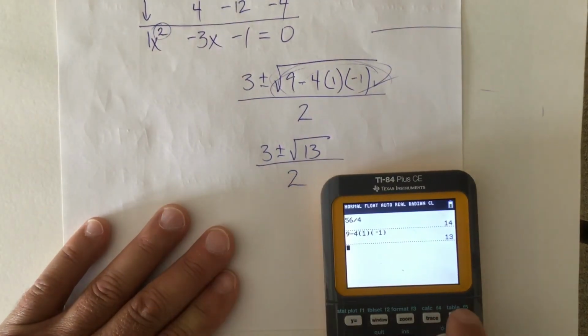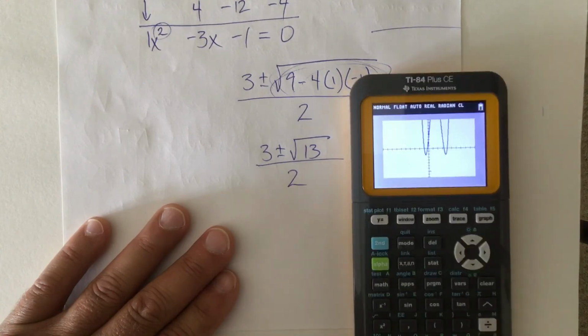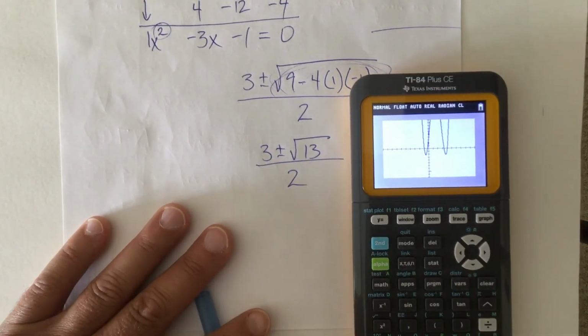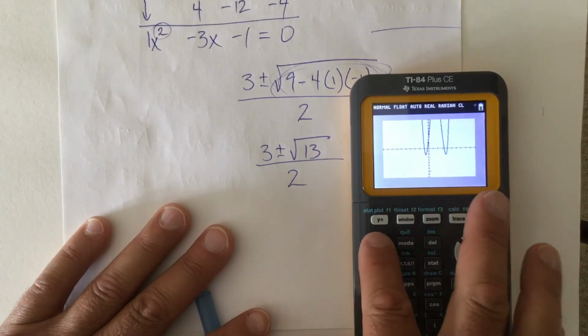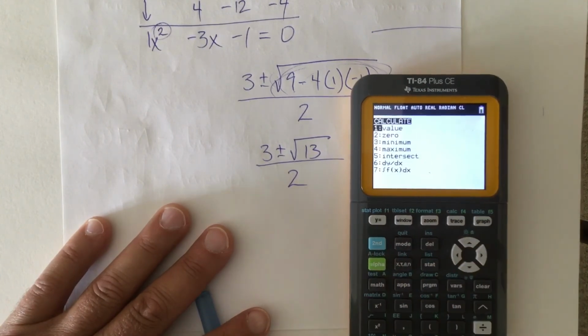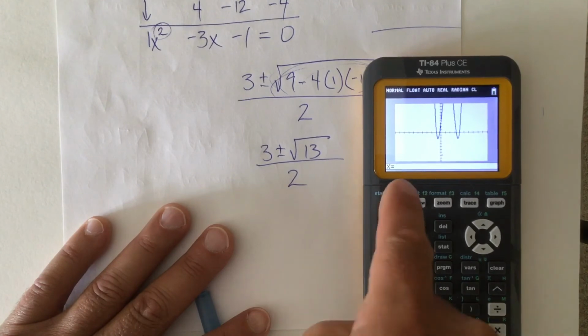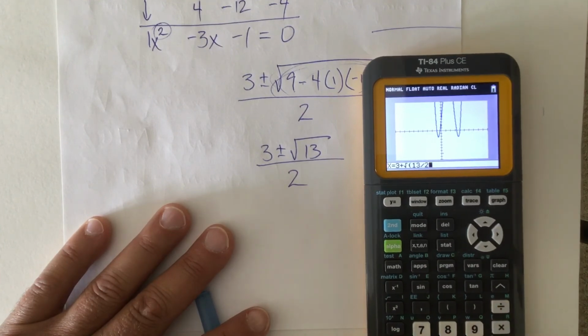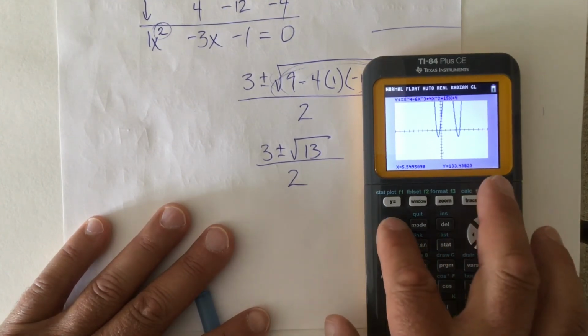I'm going to go back to my graph. Let's plug in this one, 3 plus rad 13 divided by 2. But I'm going to show you this is going to do it wrong. Let me show you the wrong way. Second calc value. And I say unto the calculator, 3 plus the square root of 13 divided by 2. And it's totally going to not be right. What? That's crazy. Let me show you why it's not right.